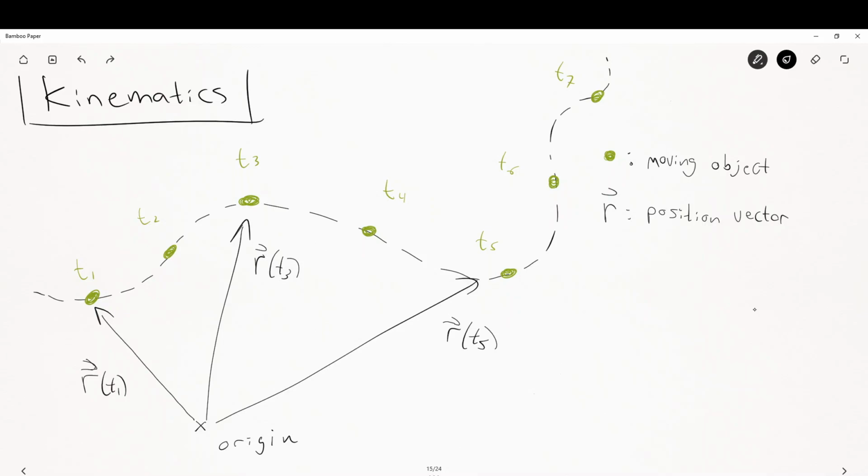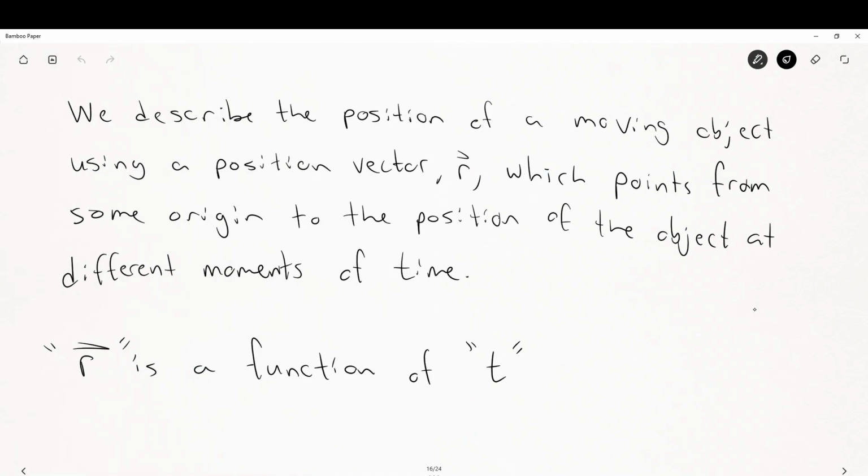So here I have a position vector represented by the letter r, lowercase r, and I've drawn the position vector at time 1, time 3, and time 5. And you can see the position vector initially is pointing up and to the left, and then as the object moves up and to the right, the position vector has to get longer and tilt over in order to continue pointing at that object.